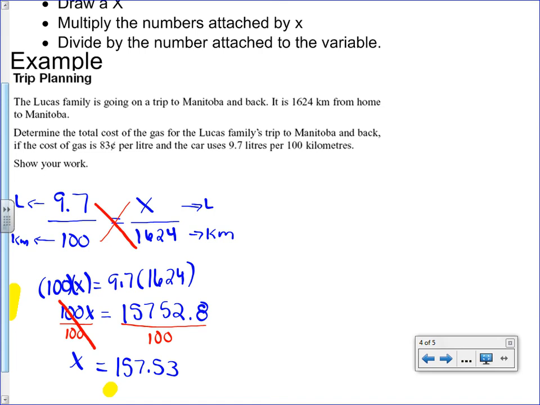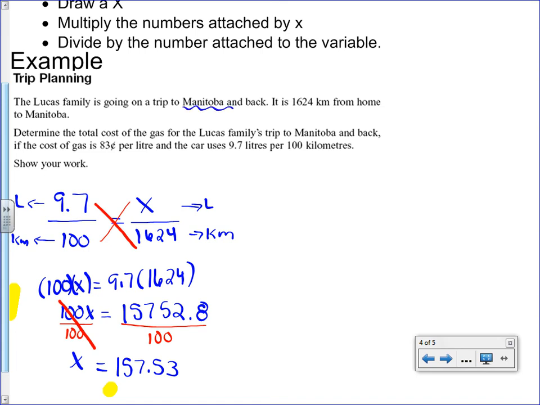So that's telling me that it will take me 157.53 liters, because that's what I'm solving for here. I have x represents the liters. Okay, there's a couple things that I need to consider. This is a difficult EQAO question. So I have 157.53 liters to take me from home to Manitoba.